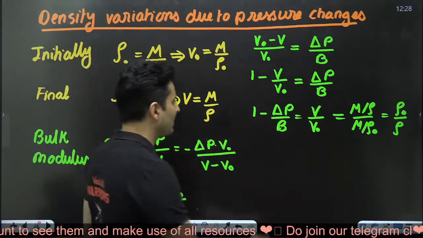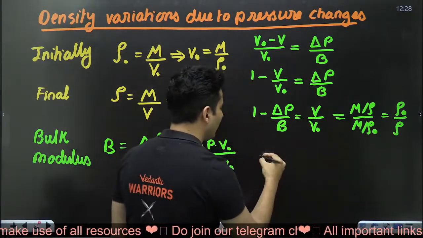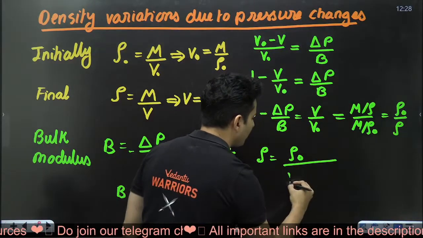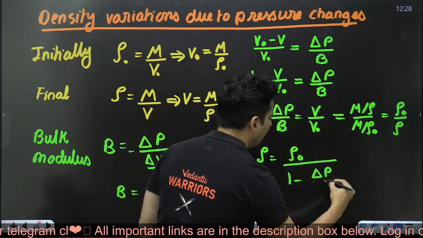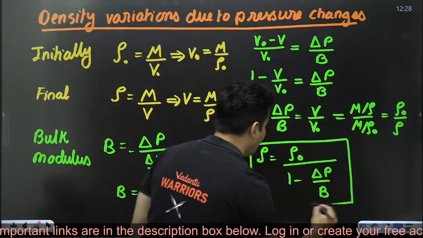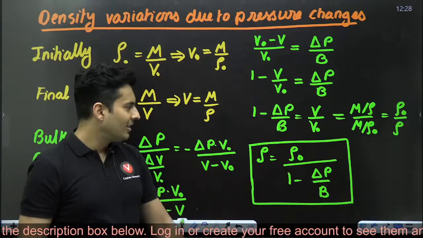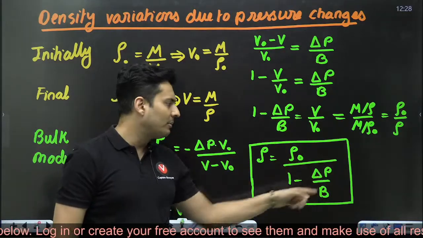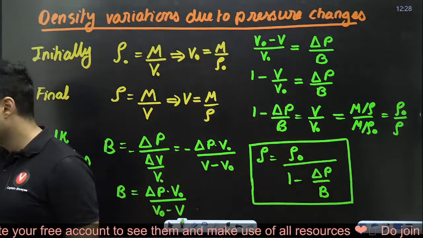Perfect. So just have to rearrange now. Take rho on the upper side and take the rest on the bottom side. So rho will be rho naught times 1 by 1 minus delta P by your bulk modulus. So that becomes your formula for finding the density with pressure changes. You put in the pressure change, divide it with the bulk modulus, 1 minus that will give you the new density if you know the old density.